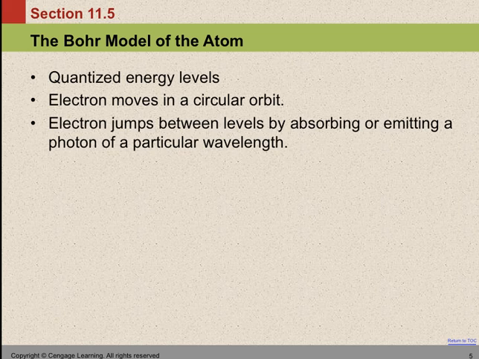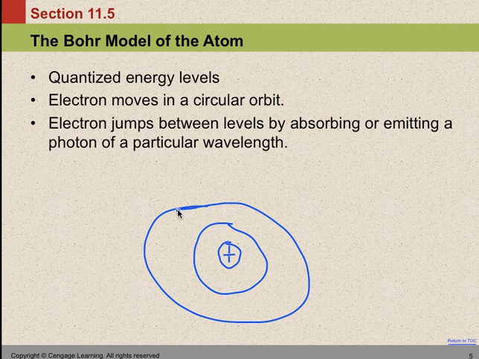If we take a quick look at an old model of the atom, that being the Bohr model, there were energy levels. Quantized just means that they were specific energy levels, and electrons have to be in an energy level. They can't be between energy levels. Those electrons in the Bohr model move in a circular path. If I represent the nucleus as a plus charge, the Bohr model had these orbits, and these electrons traveled in these orbits.